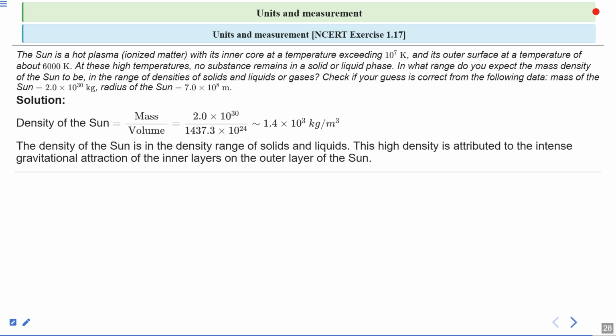The density of the sun is in the range of solids and liquids. This high density is attributed to the intense gravitational attraction of the inner layers on the outer layers of the sun. So the inner layer attracts the outer layers towards itself. That's why it has such a high density. Is it clear?